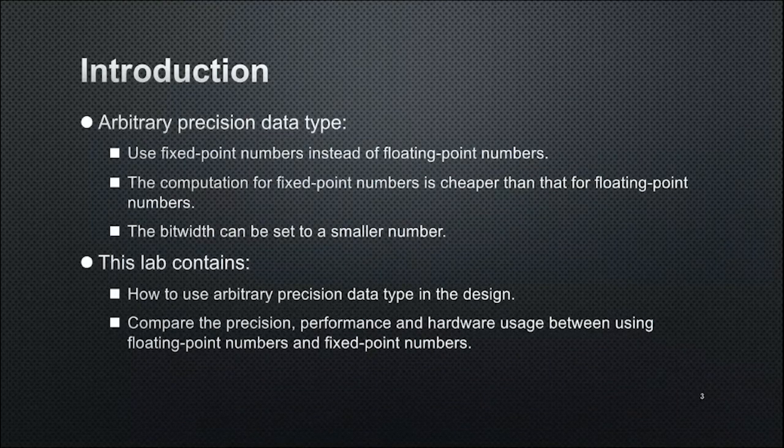This is about the introduction. So in this tutorial, we are using arbitrary precision data type. So basically, we would like to use fixed point numbers instead of floating point numbers to perform the computation in our design. The computation for fixed point numbers is cheaper, and we can decide how many bits we use to compute the number. So we can use just the amount of bits we need. So in this lab, we will show how to use arbitrary precision data type in our design and compare the computational precision and the performance and power usage between using floating point numbers and fixed point numbers.